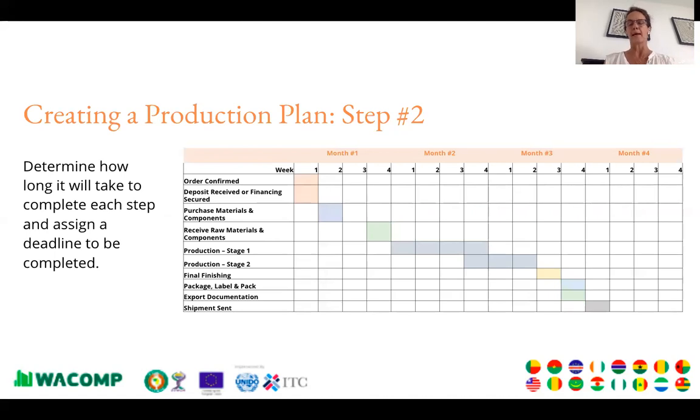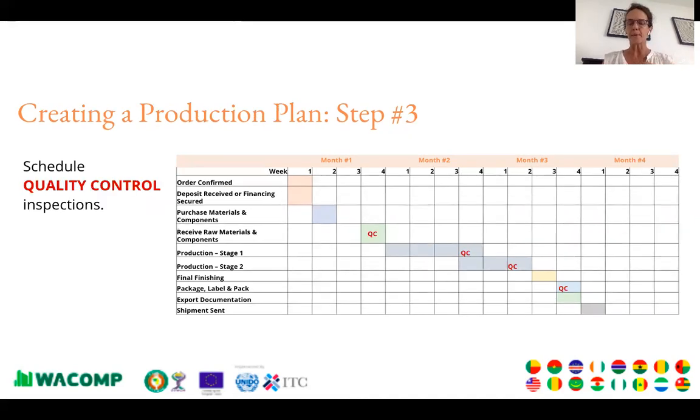Here you can see, I like to use a very simple Excel sheet or like a grid to map out the production of each order. So here we're estimating how long it'll take for each step in the production. For each step, the timing might be different, right? This is just an example.